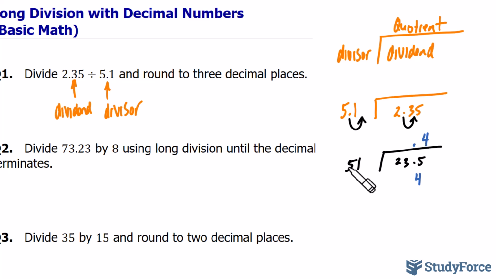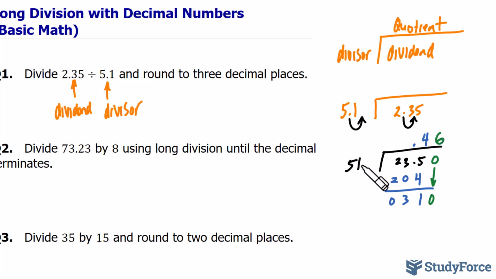4 times 5 makes 20. And so we subtract these numbers. 5 take away 4 is 1, 3 take away 0 is 3, and 2 take away 2 is 0. As you can see, we end up with a remainder of 31. We don't want any remainders in this problem. So we introduce a 0 to the right of 5. We bring that 0 down, and we ask ourselves, how many times does 51 fit into 310? It happens to be a maximum of 6 times.